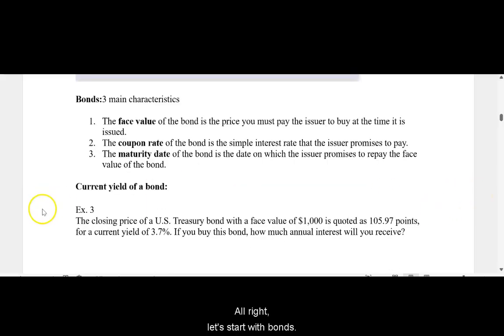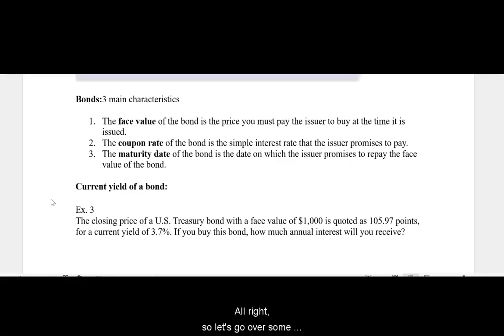All right, let's start with bonds. When you buy a bond, there are 3 terms. You have the face value. That is the price you must pay the issuer to buy at the time it is issued. So the face value is the price you're paying. Then you have what's called the coupon rate of the bond. And that is the simple interest rate that the issuer promises to pay. So the coupon rate is your interest rate. Then you have the maturity date of the bond. That is the date on which the issuer promises to repay the face value of the bond.